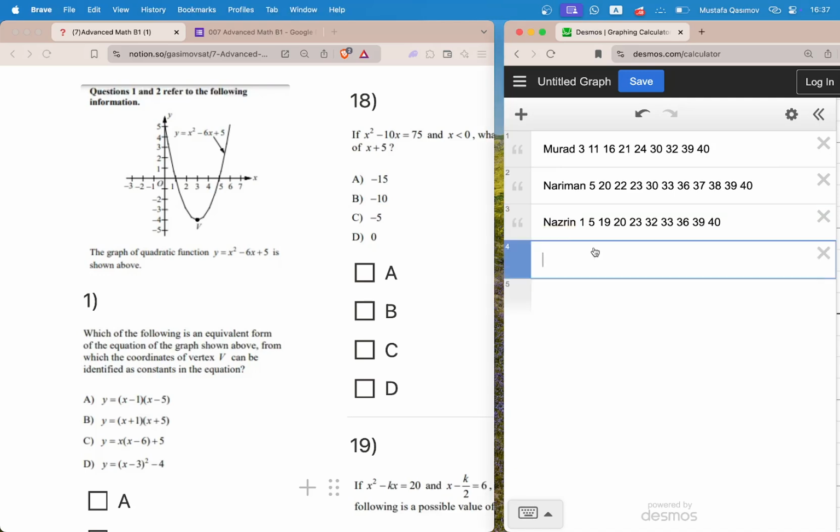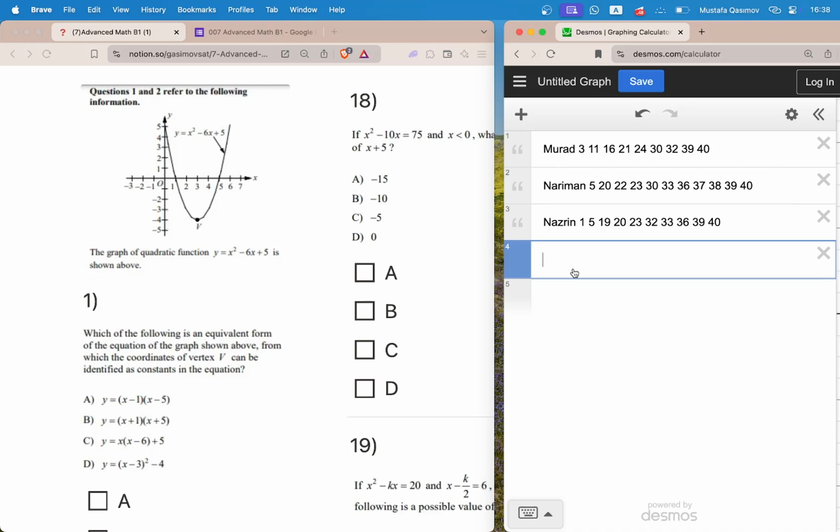Okay, let's start. First question. It says which of the following is an equivalent form of the equation of the graph shown above, from which the coordinates of vertex can be identified as a constant in the equation.